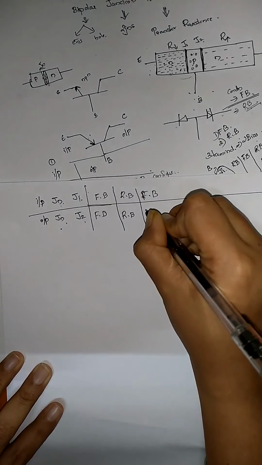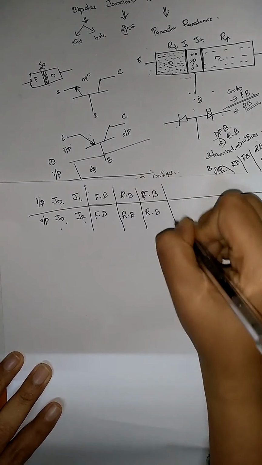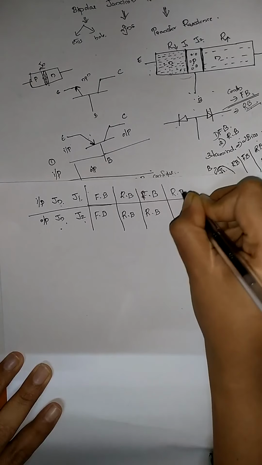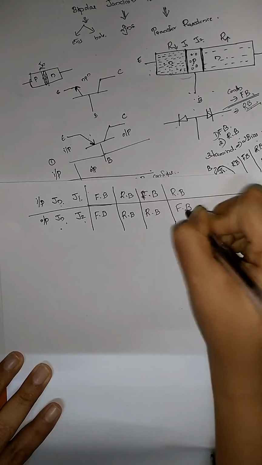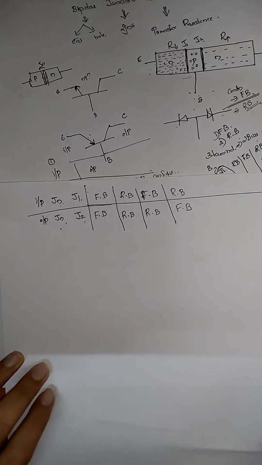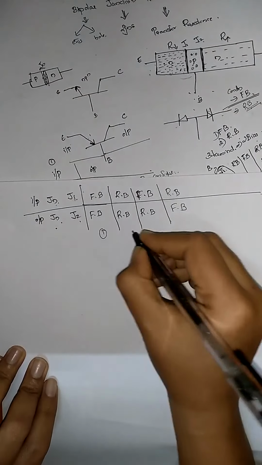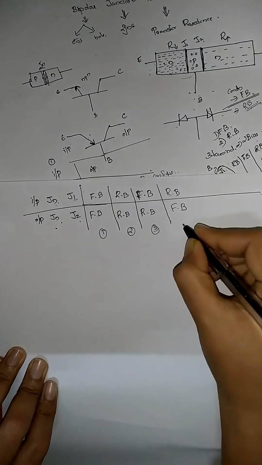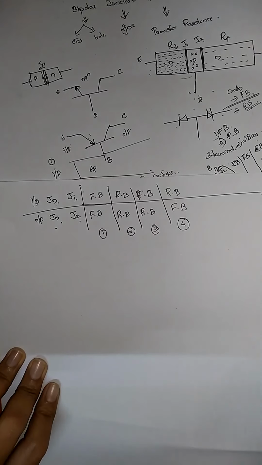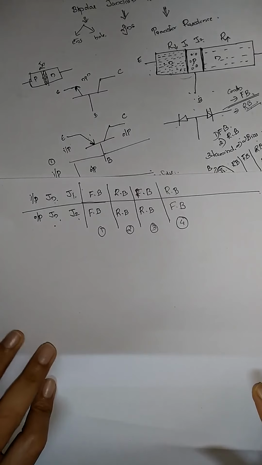Junction J1 is forward biased and junction J2 is reverse biased, or junction J1 is reverse biased and junction J2 is forward biased. Okay, so we have 1, 2, 3, 4 configurations possible for two junctions.